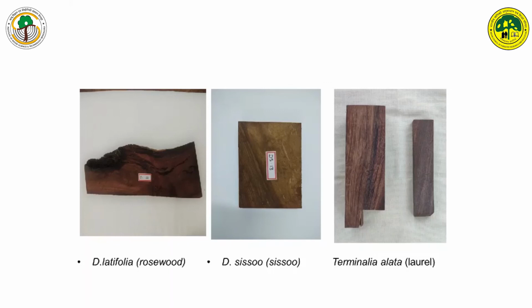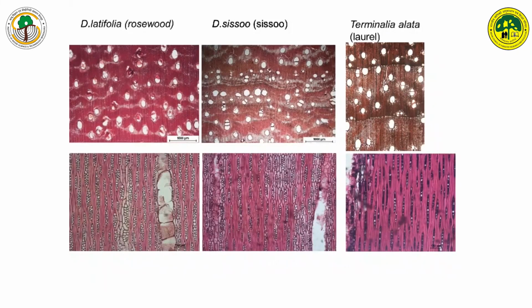By seeing their external color and appearance, especially the rosewood and sisu, and Terminalia alata also to some extent, they all have the same color. But when we see the structure under the microscope, the first one, that is the rosewood structure, and the sisu are in fact similar even under the microscope, whereas the Terminalia alata, or the laurel, is slightly different in color. This is in the cross section.